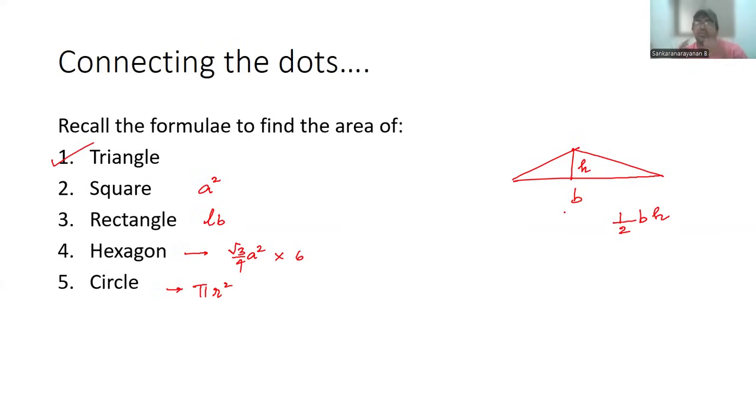All those formulae related to finding the area of the triangle, rectangle, square, hexagon, circle, I request you to remember and recall as and when needed while you are solving questions based on mensuration. So that's the starting point.